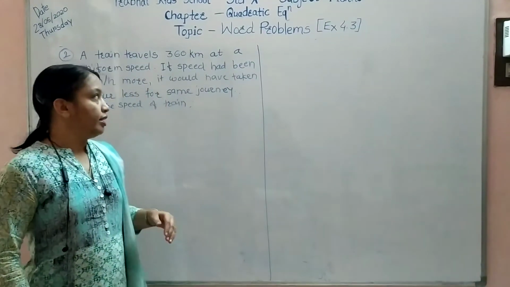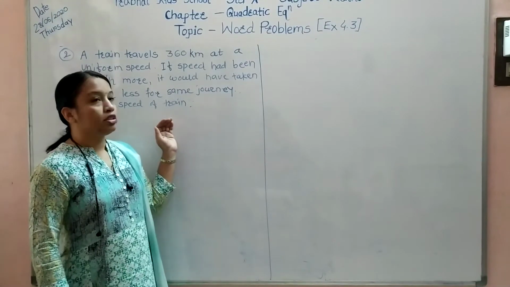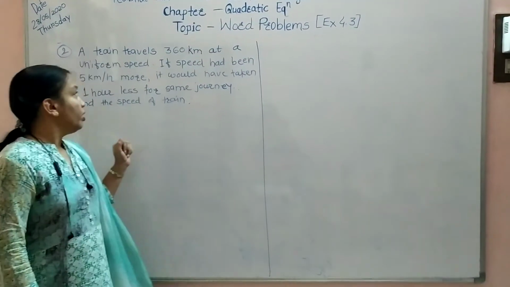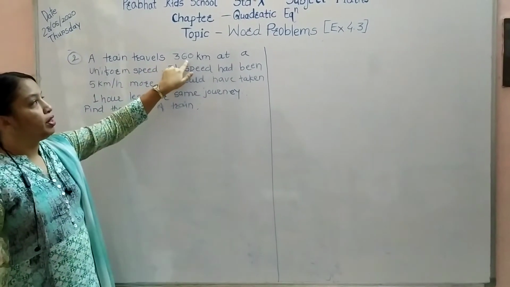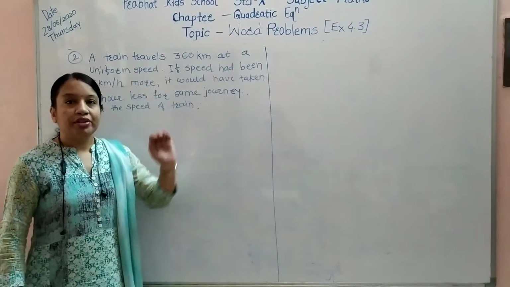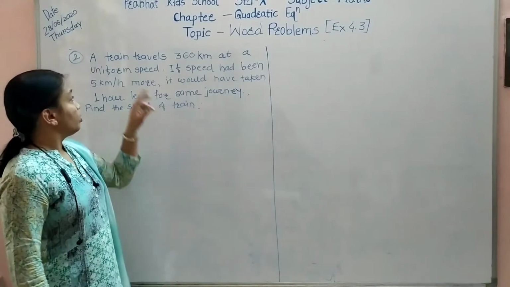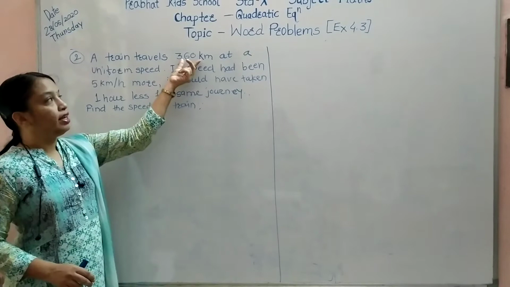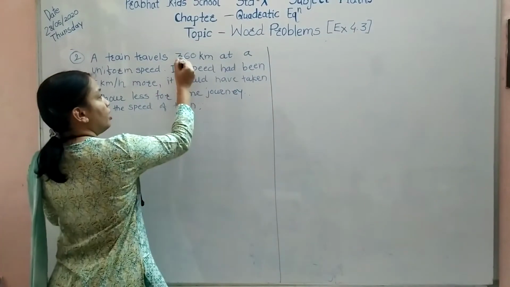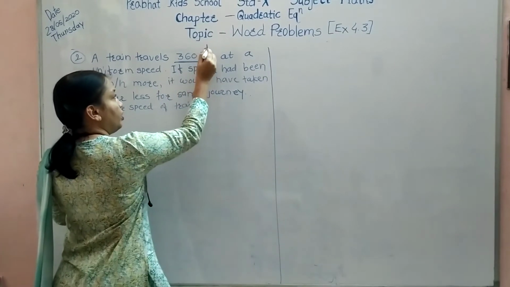Let's see another example which is based on distance, speed and time. A train travels 360 km at a uniform speed. The speed of the train is uniform, and the distance traveled by that train is this much. This is the distance given.